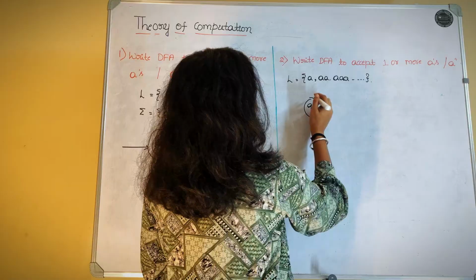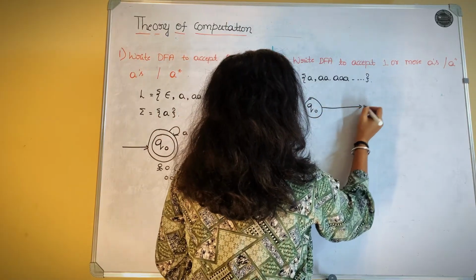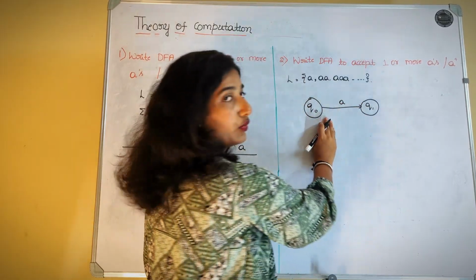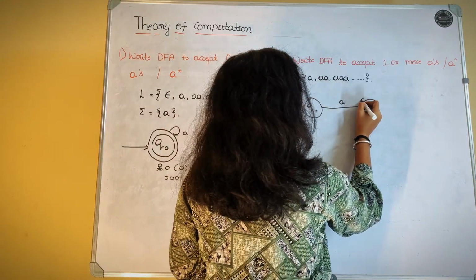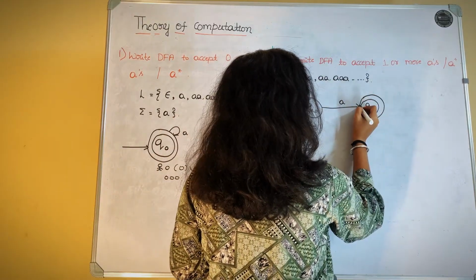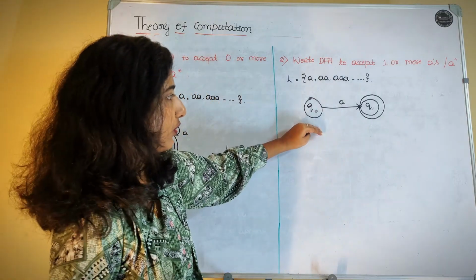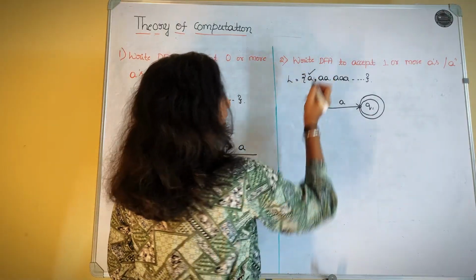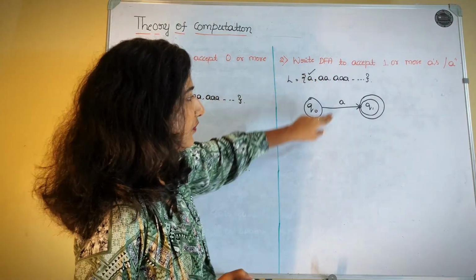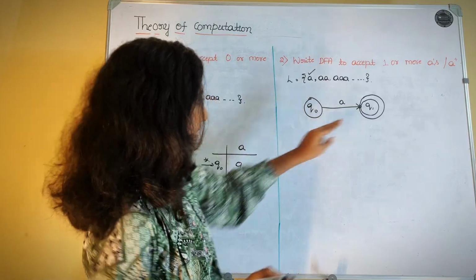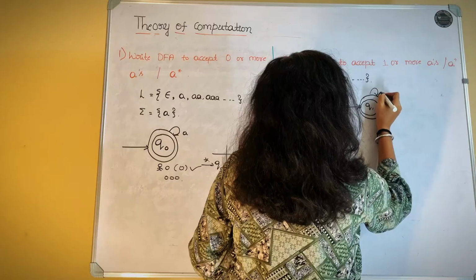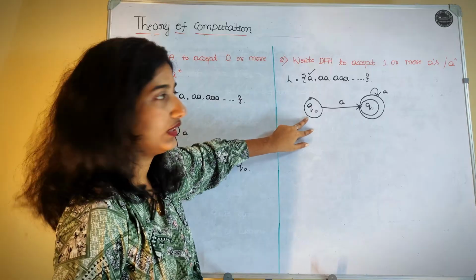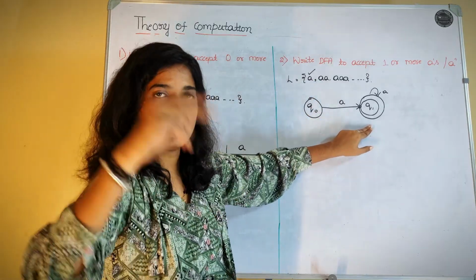So there should be a transition, correct? So Q0 on consuming A, it should move to the next state, and that state is a final state, correct? So Q0 on consuming A, it should move to the final state. This one is done. Now Q0 has A, so it is getting A and then it is moving to the final state. Now if it gets another A, it should be in the final state only, clear? If it gets only A, it is moving to the final state. So the string is accepted.